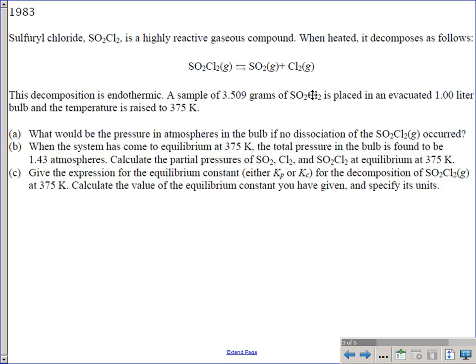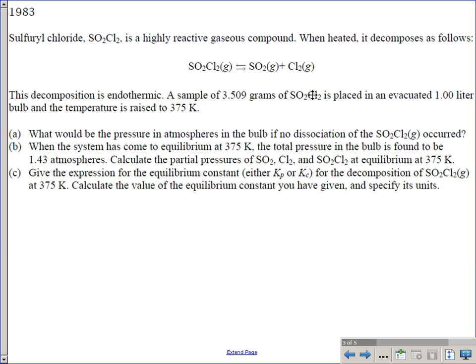Here's a typical example of a problem we could use ICE box for. Sulfuryl chloride, which is SO2Cl2, a highly reactive gaseous compound, when heated, decomposes in the following conditions. Now notice they tell us that decomposition is endothermic, which may or may not be useful in the problem. But they also tell us the mass of the SO2Cl2 that we start with. And they say it's placed in an evacuated 1.0 liter bulb and raised to a temperature of 375 K. So that's what they're giving us as our initial conditions.